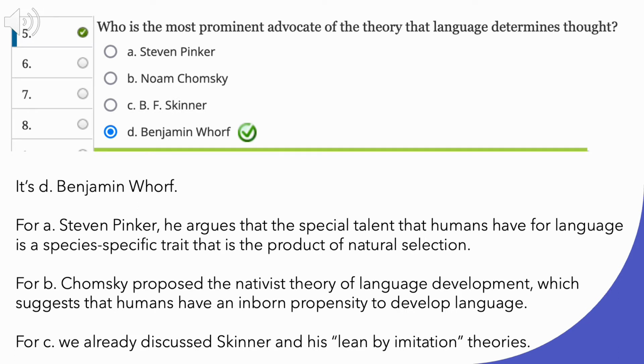For A, Steven Pinker argues that the special talent that humans have for language is a species-specific trait that is the product of natural selection. For B, Chomsky proposed the nativist theory of language development, which suggests that humans have an inborn propensity to develop language. For C, we already discussed Skinner and his learn-by-imitation theories.